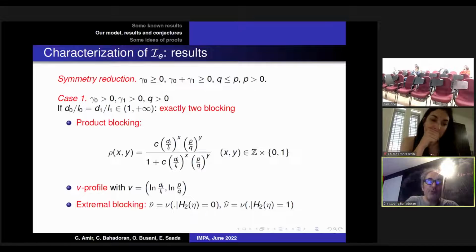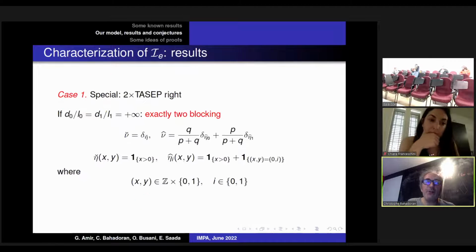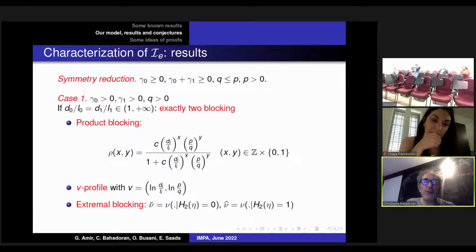And so if you condition this product measure on your conserved quantity being either odd or even, you will get two families of shifts, and this will give you the whole description of the invariant measures.